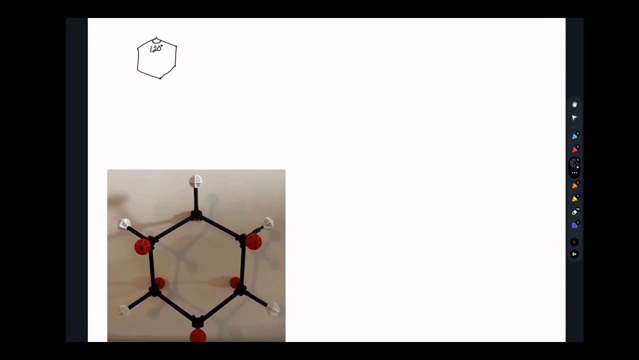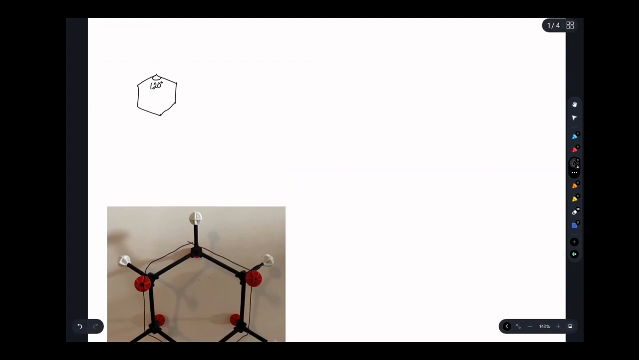We see that from a specific angle, it looks like this ring is a flat hexagon. However, it turns out that the bond angle here is not 120 degrees, but is exactly 109.5. So this ring has no angle strain. Well, how does that make sense? To understand that, we need to take a new perspective of this ring.